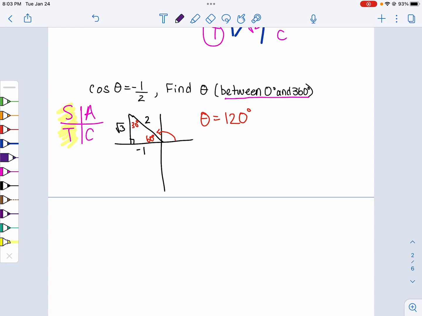And then I got another answer that's going to be in quadrant 3. So I'm going to use that adjacent over hypotenuse. That's going to be root 3. So I know that's a 30, 60, 90 triangle. So another value for theta is going to be 180 plus 60. So 240. So I've got two different answers to that.